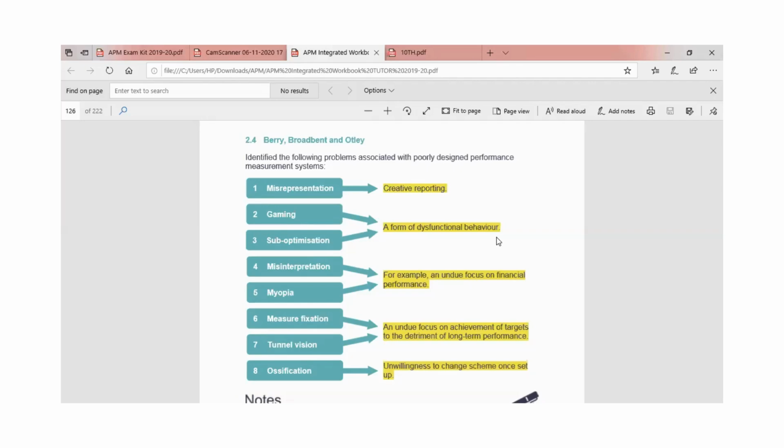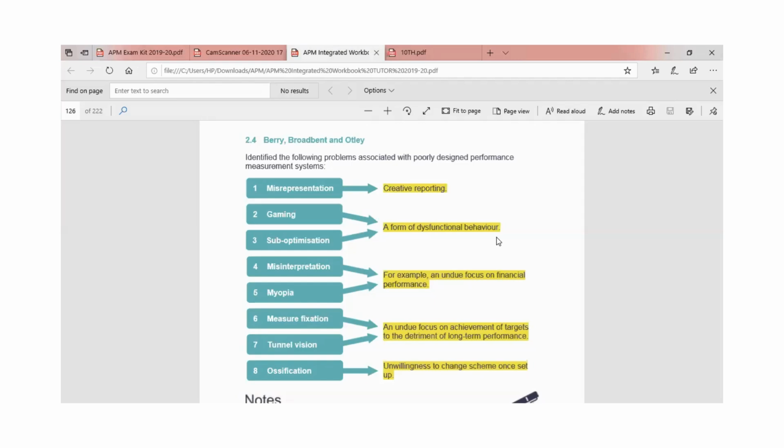Myopia is focusing only on one aspect or only on the short period of time. It is short-sightedness, so undue focus on financial performance. Whereas there are other parameters also which should be given importance. So when that is not done, that is called as myopia.